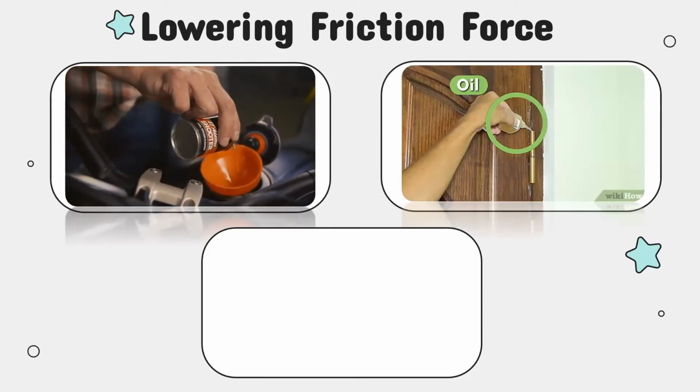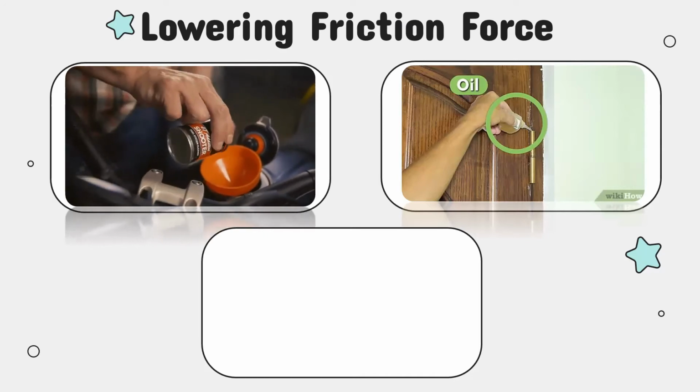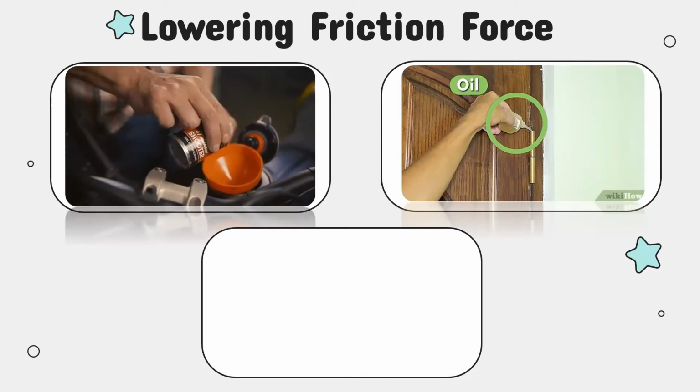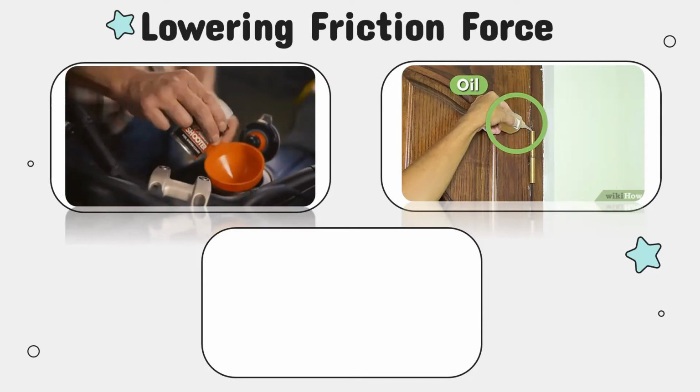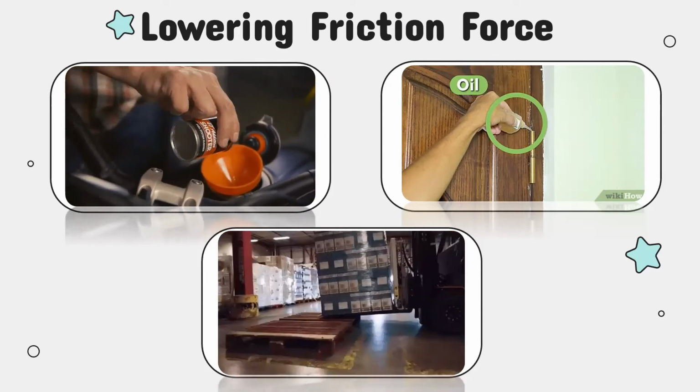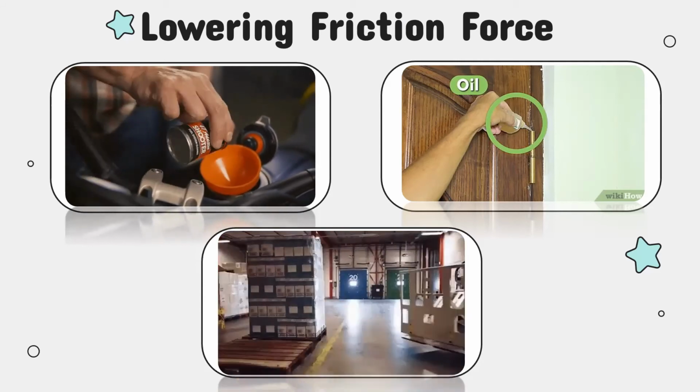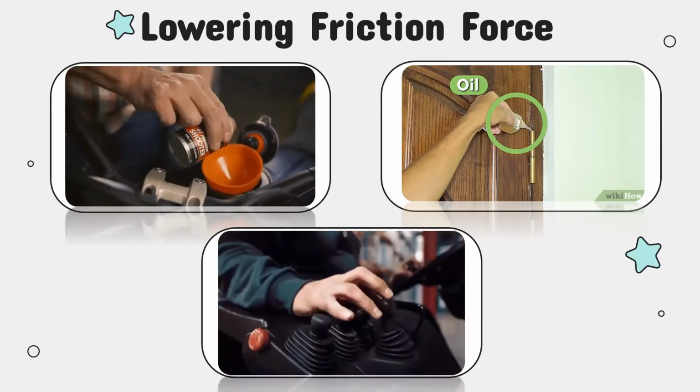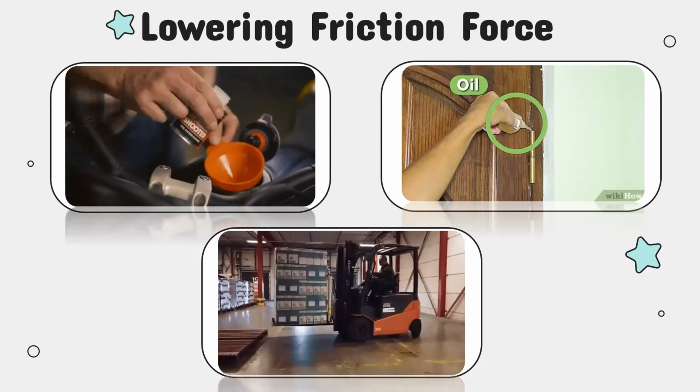Lubricants help make the surface smooth and lower the friction between the moving parts. Another example, class, is we use a forklift to carry and move heavy objects. This will help to lower the friction force between the object and the floor and make it easier to move the object.